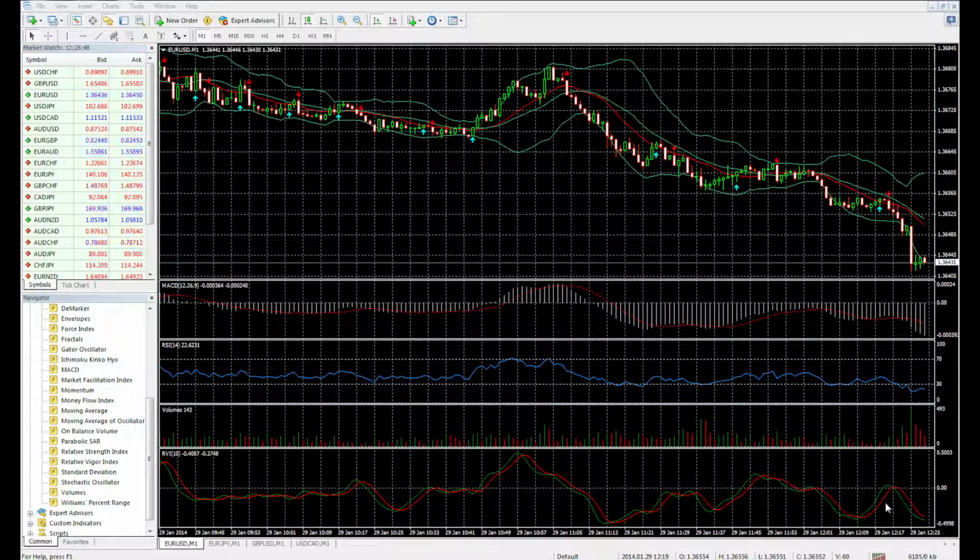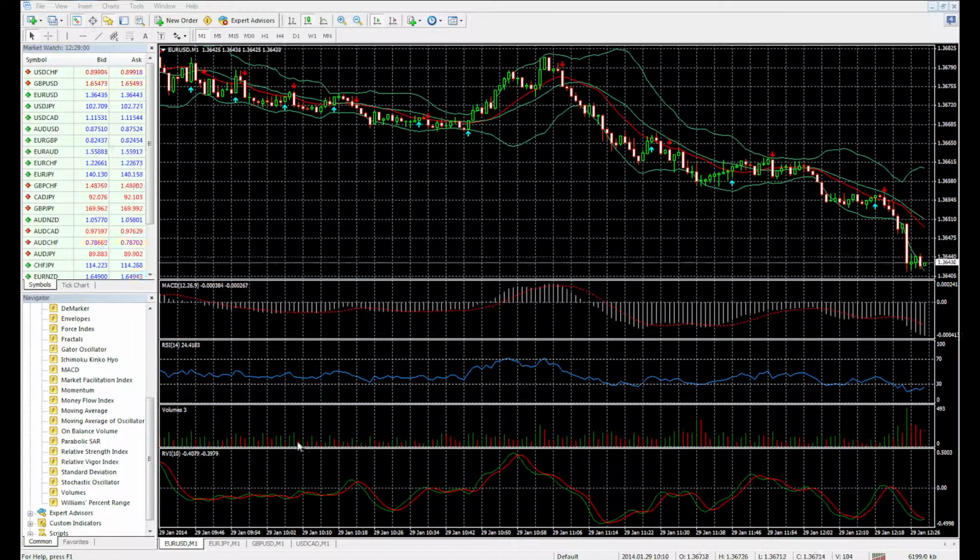Okay, so right now, if you look at the euro US dollar chart, the first thing I look at is this, the RSI, the relative strength index. We can see it's below the 30 threshold. So we should expect it to go up, you know.